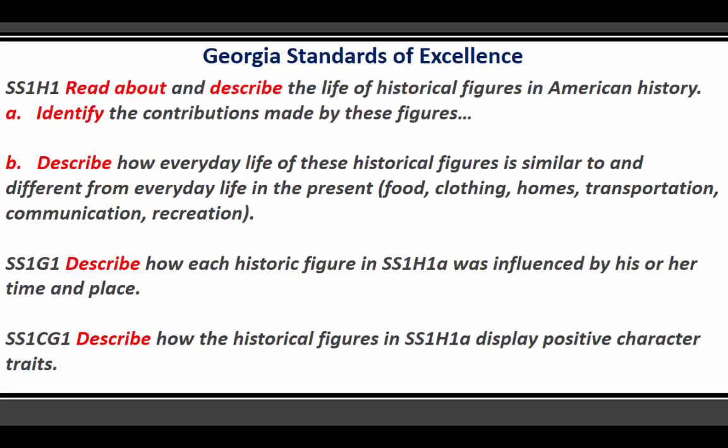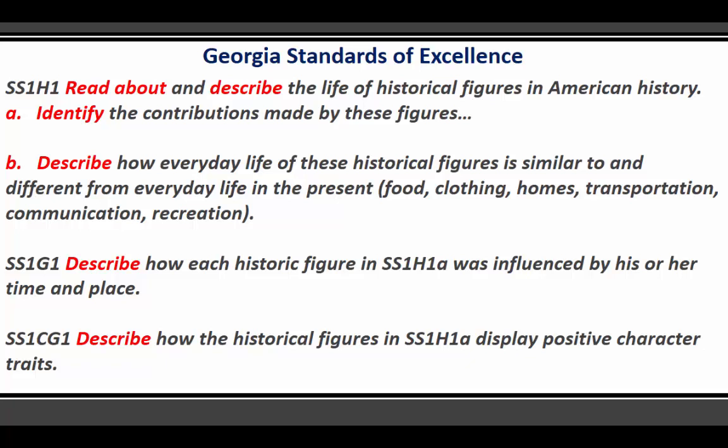In the standards shown, you will notice the words read about, describe, and identify. These words specify exactly what students need to know, understand, and be able to do. In Element A of the History Standard SS1H1, students will identify the contributions made by each historical figure. Specific focuses are given for each person.